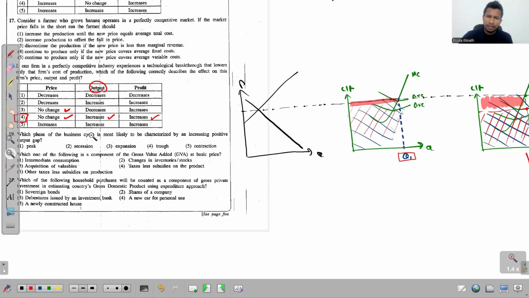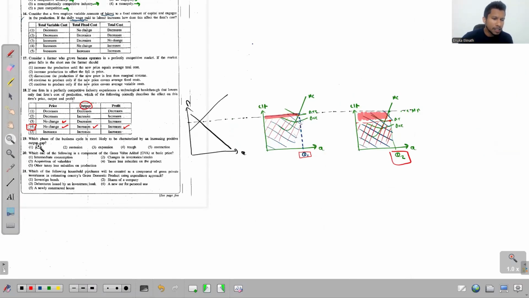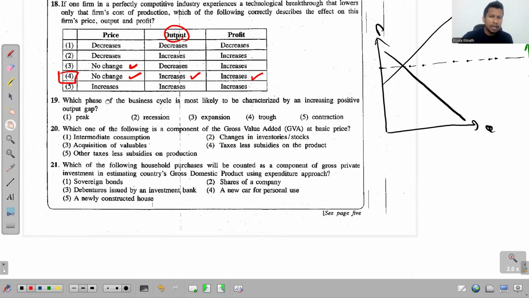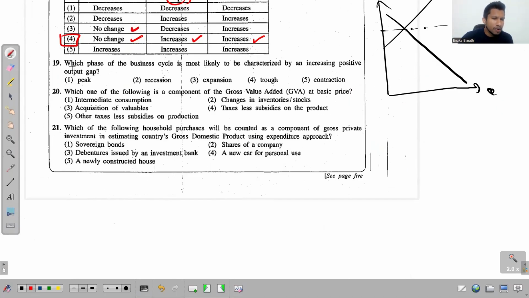Right? Hope you understand it. And this next one, the 19th one. In the 19th one it says, which phase of the business cycle is most likely to be characterized by an increasing positive output gap? Okay, which phase of the business cycle is most likely to be characterized by an increasing positive output gap?